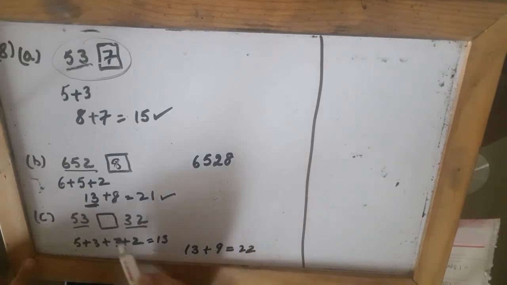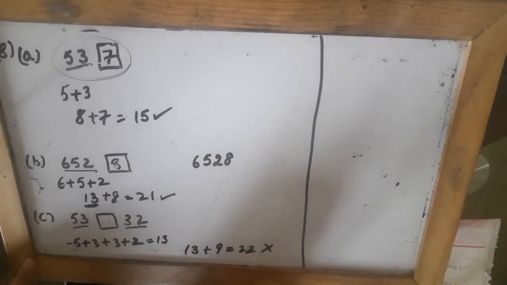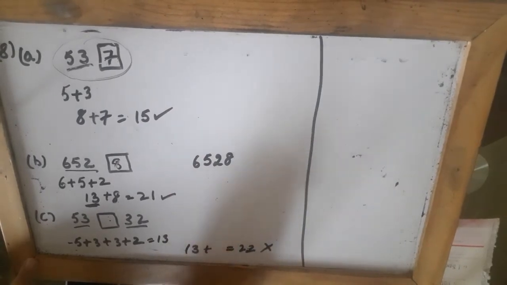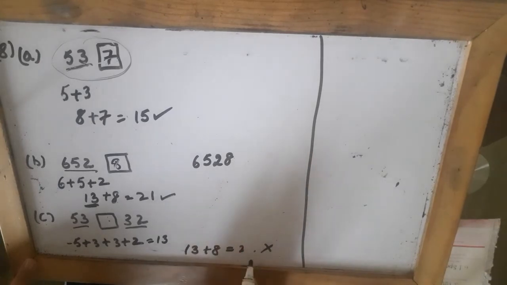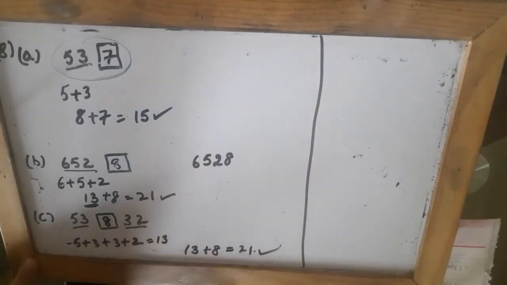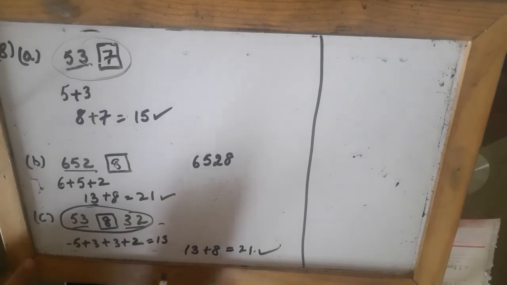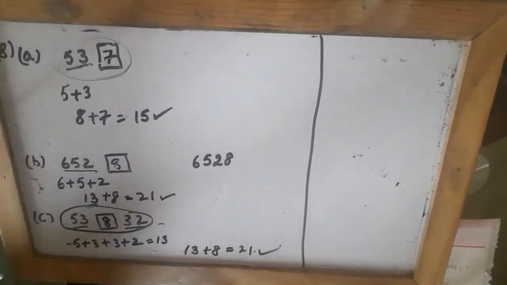So what will we get? 22. It means if I add 9, the sum of digits will become 22, and it will not be divisible by 3. So I cannot add 9. So let me add 8. It will become 21, and it will be divisible by 3. So if I add 8 over here, which is the greatest digit after 9, all these will become 21, and that will be divisible by 3.